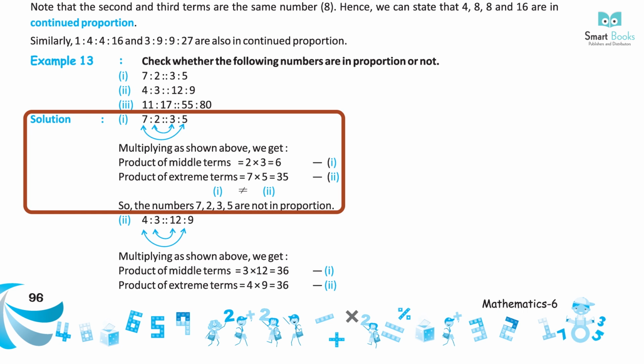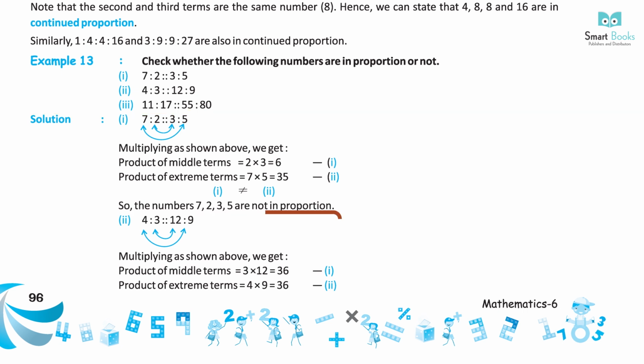Multiplying as shown above, we get product of middle terms equals 2 into 3 equals 6. First statement. Product of extreme terms equals 7 into 5 equals 35. Second statement. The first statement is not equal to the second statement. So the numbers 7, 2, 3, 5 are not in proportion.